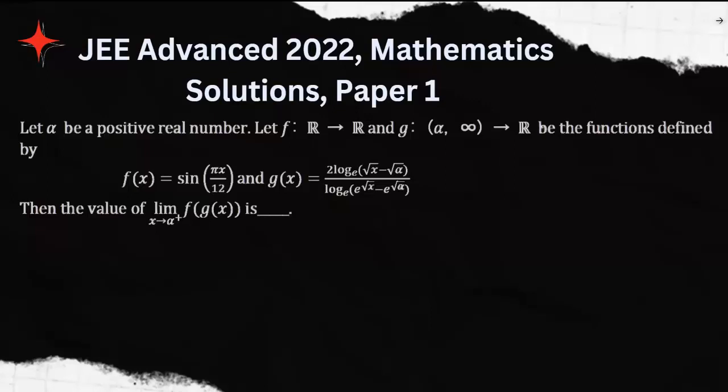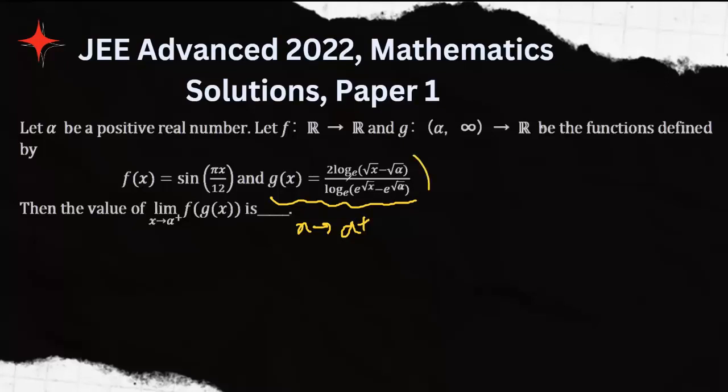So for this question, alpha is a positive real number. The functions f and g are given. The domain and range of the functions are given, and the functions are given as well, right? Both the functions g and f are given. We have to find the limits. Okay. So first I'll try to evaluate the value of g(x) for the given limit, x tending to alpha plus.